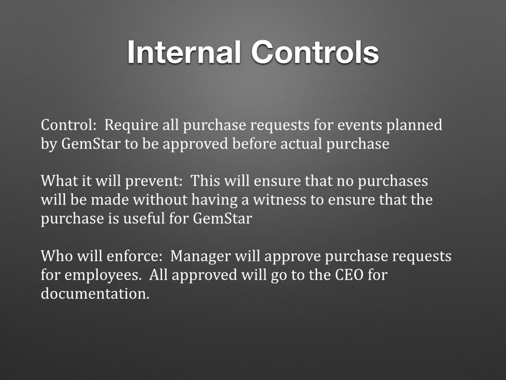The final internal control is to require all purchase requests for events planned by Gemstar to be approved before the actual purchase. This will ensure that no purchases will be made without having a witness to ensure that the purchase is useful for Gemstar. The manager will approve the purchase requests for employees, and all approved purchase requests will go to the CEO for documentation. This provides a system of checks and balances to make sure that nothing goes without having more than one department knowing what is going on.